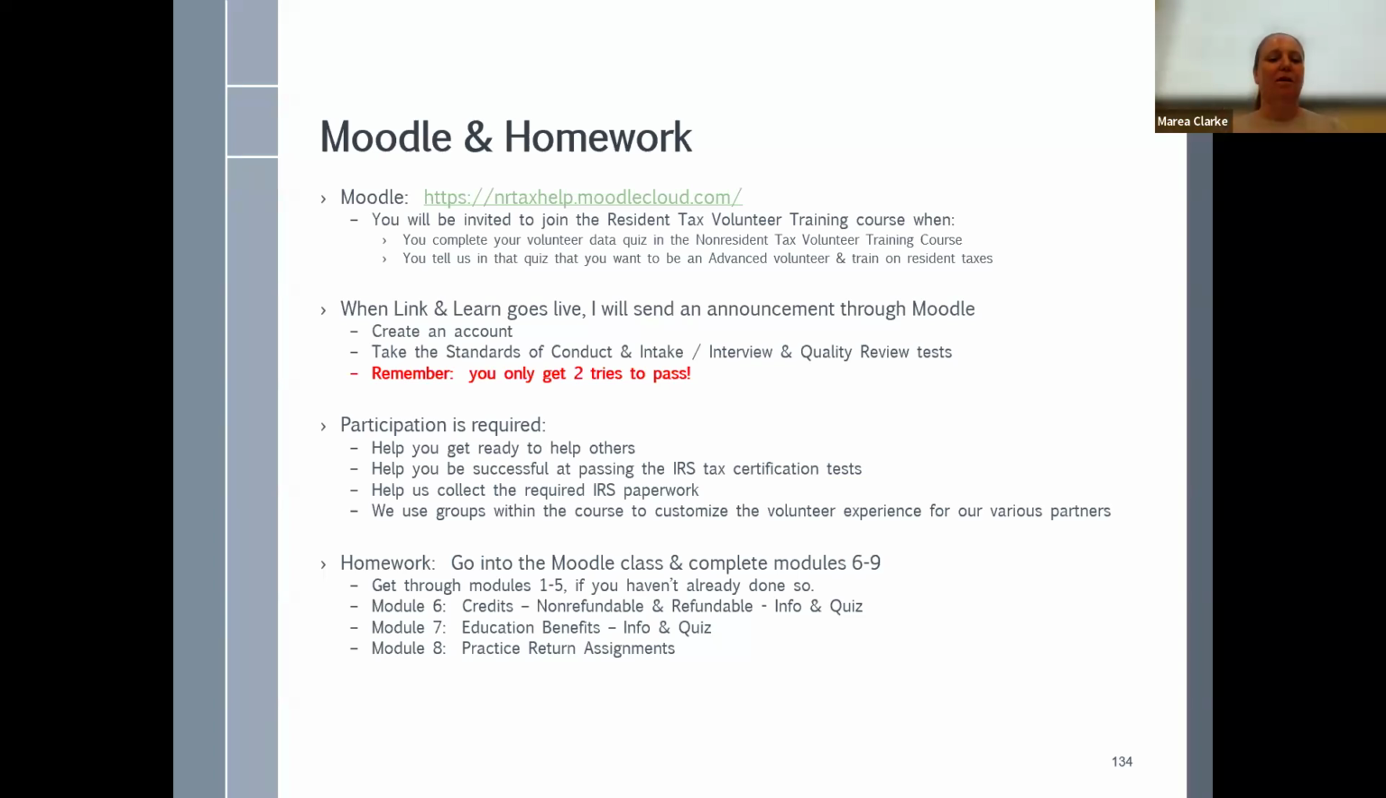All right, really quick, Moodle. There are modules 1 through 5, which were all quizzes. Hopefully everybody is mostly caught up with those. There are going to be 2 or 3 more credits, and then education benefits are the next 2 quizzes. Those are up and live. Module 8, practice return assignments. That is not live. I need to go through them one more time and see if there are any issues in TaxSlayer before I turn you loose on them. Those should go live tomorrow for you to practice on.